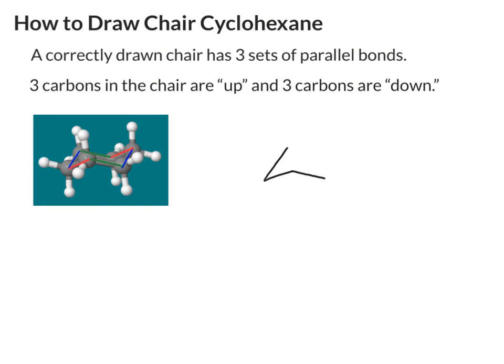Now on one side, draw a straight diagonal line for a bond. Then move to the other side and draw a parallel line to that. Now finally we just have 2 more bonds to connect, and we need to draw one here that's parallel with this, one here that's parallel with this. So there's one, there's the second. So again, we have our 3 sets of parallel bonds.